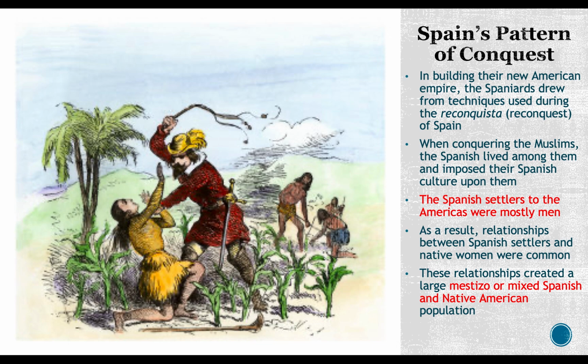So once again, my wife is Puerto Rican, so the Spanish, when they came over to the Americas, they were living amongst the Native Americans. So she has Native American blood in her, she has Spanish blood in her, and she also has African blood in her because of the slave trade, but we'll get into that later.